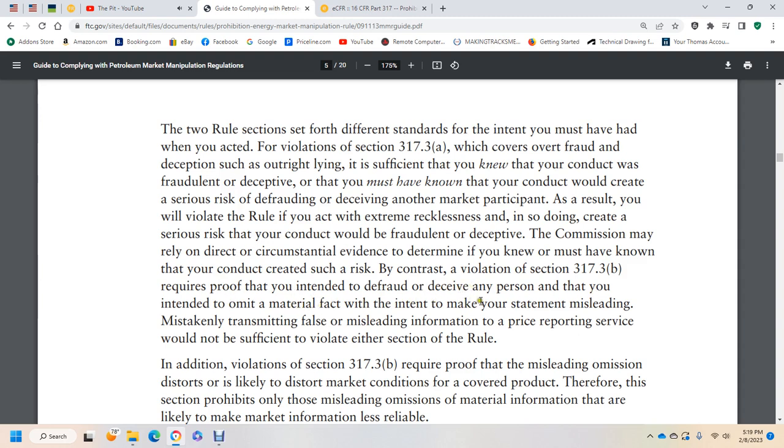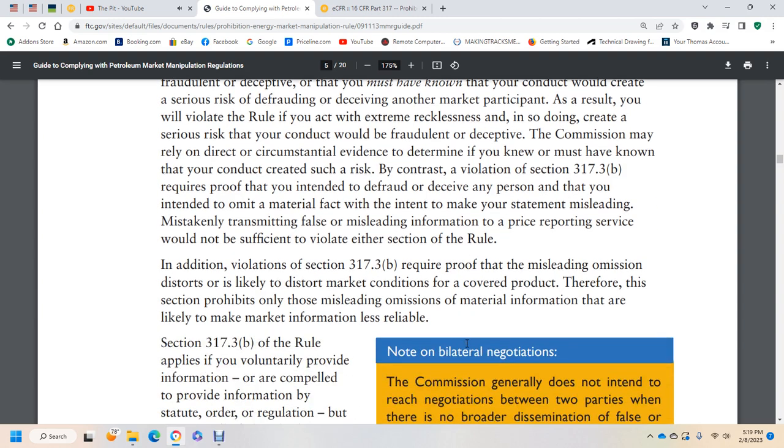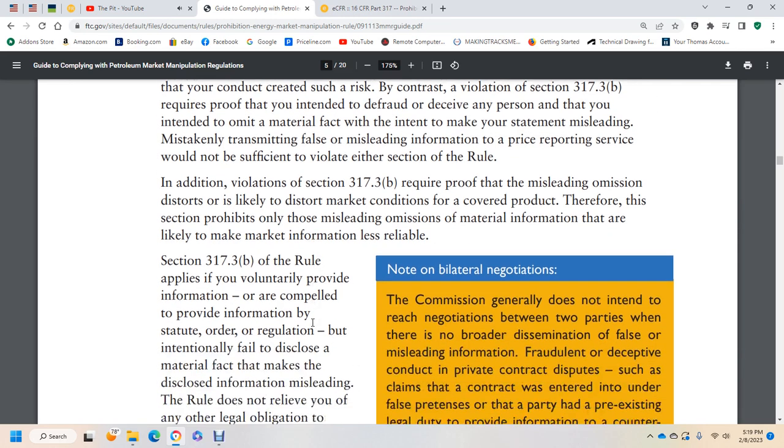that you would intend to omit a material fact, or intend to make your statement misleading. Transmitting false, misleading information to price reporting services would not by itself violate each section of the rule. In addition, violation of section 317.3b requires proof of a misleading omission likely to distort market conditions of the covered product. Therefore, the section prohibits only those misleading omissions of material information that are likely to make market information unreliable.